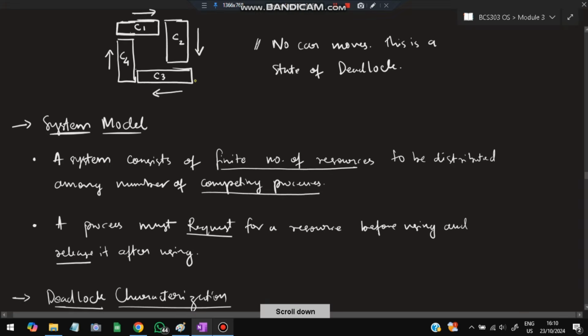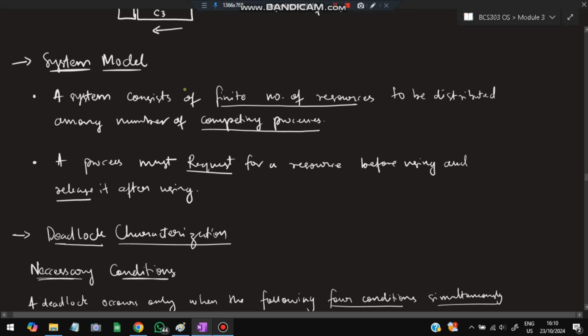Okay, and in that we have some concepts to understand deadlock in terms of processes and resources. So what is the system model? A system consists of a finite number of resources to be distributed among a number of competing processes. Okay, a finite number of resources will be there, and there will be some processes P1, P2, P3, and all of them will be requesting some resources, and which process will get which resource, those things are present in the system model.